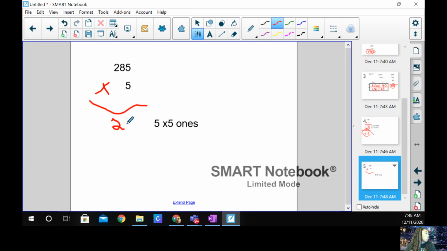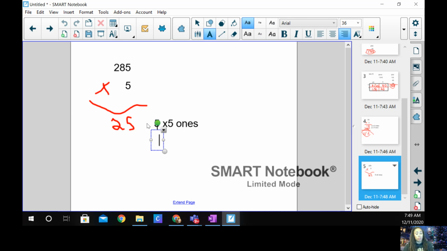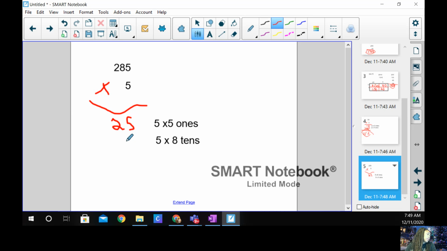I'm literally just writing it right there. 25. Then I am now multiplying in my tens place. So I am multiplying 5 by 8 tens, which in other words would just be 5 times 8, 80, right? So what I do again, because I'm holding my place value and I'm working in my tens, I do 5 times 8, which is 40. And so 5 times 80 is 400.